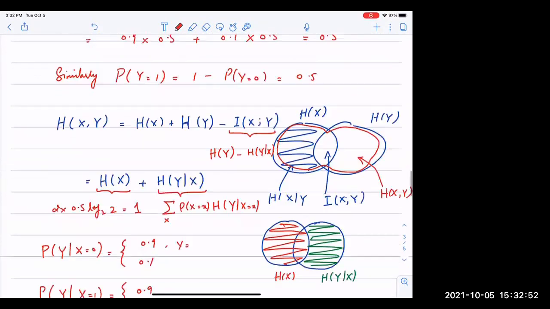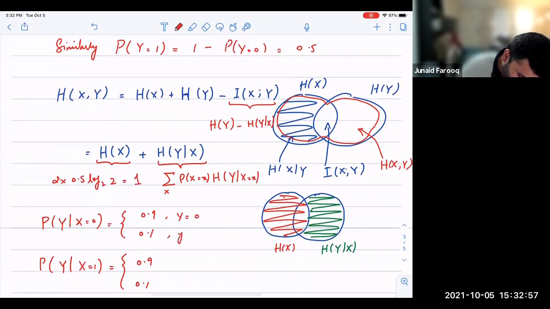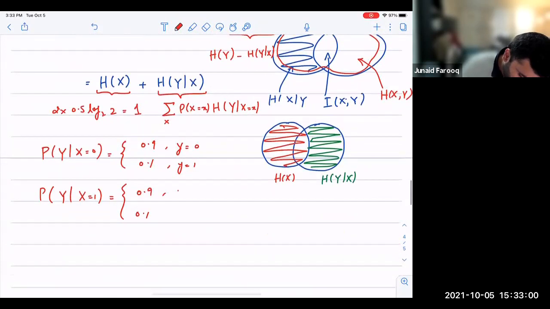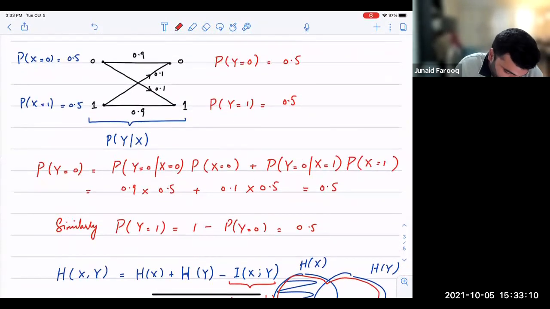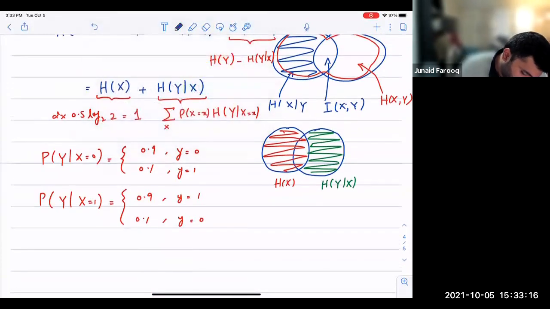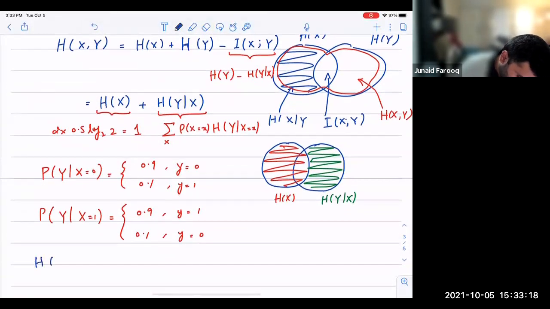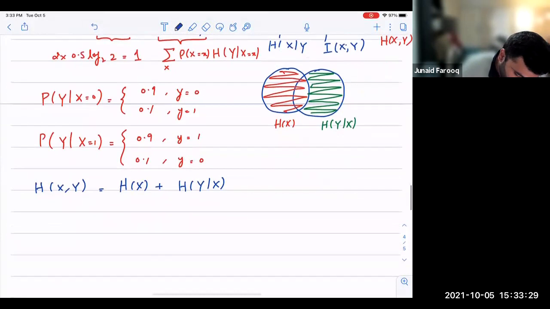So this is 0.9, this is 0.1. This is y equals to 0. This is y equals to 1. This is y equals to 1. This is y equals to 0. So they are symmetric, but it's easy to see from this diagram here, the conditional density. So essentially, what you're looking at is H of x comma y is actually H of x plus H of y given x, right?